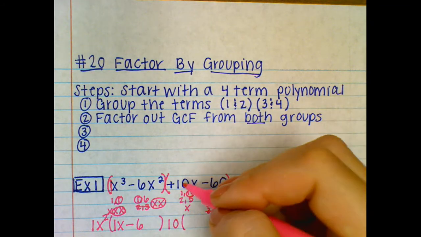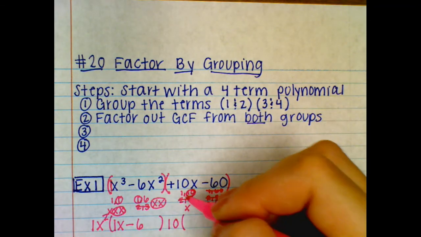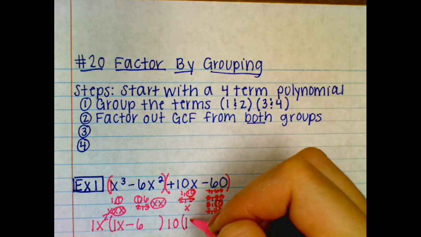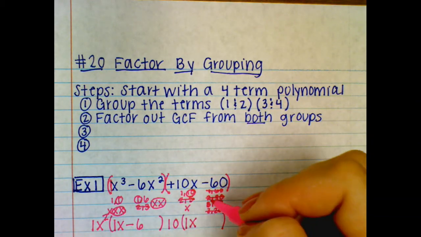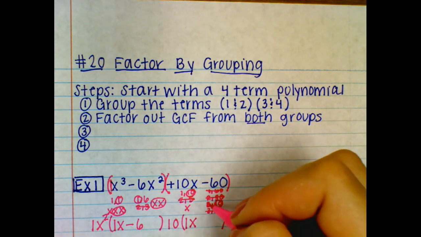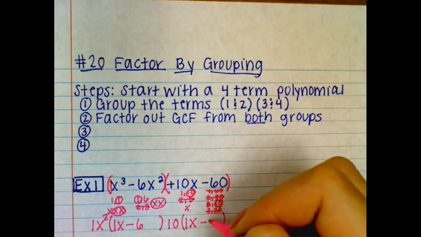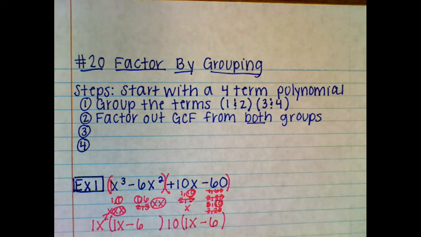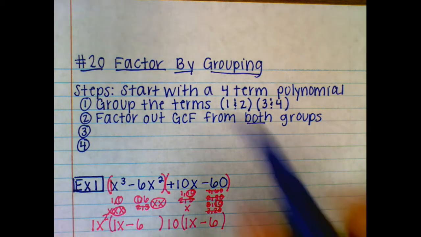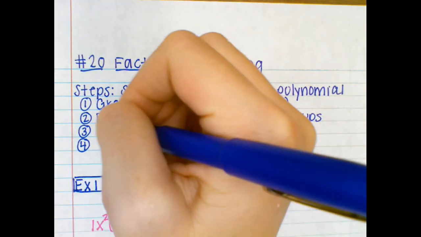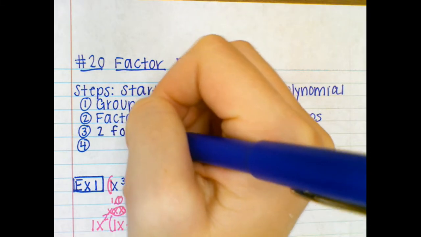Okay, so now we figure out what's left. 10 divided by 10, I didn't use this one, so I have 1 and an x. Negative 60 divided by 10 is negative 6, and if I look, that's the only thing left here, negative 6. So what you should notice right now is you should be like, whoa, inside my parentheses is the same thing here and here. So step 3 is what I call the 2 for 1 special.